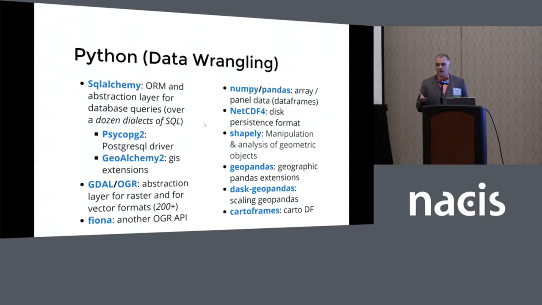So I'm going to mostly focus on Python tools here. Some of the Python modules that are available for this: you have SQLAlchemy. SQLAlchemy is an abstraction layer, and then you can use specific drivers for the database that you're using, in this case Psycopg2 for Postgres, and GeoAlchemy 2 for GIS extensions. GDAL, OGR, most people should be familiar with those, but there's a Python version for that. It supports over 200 different file formats.